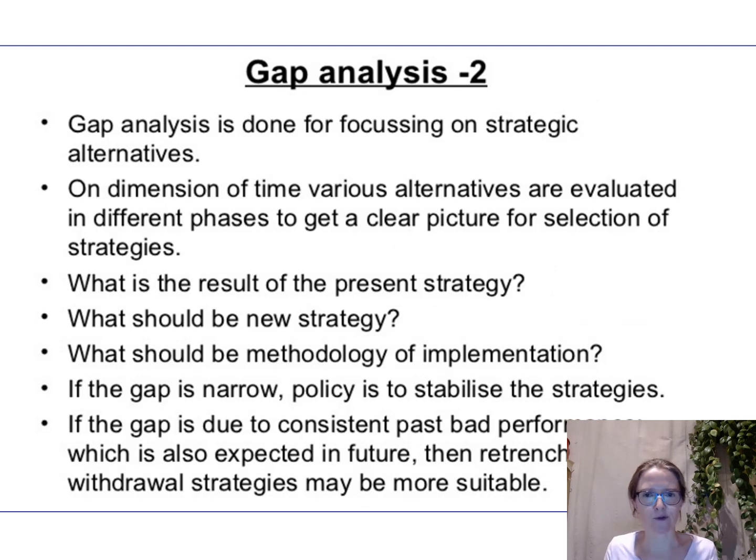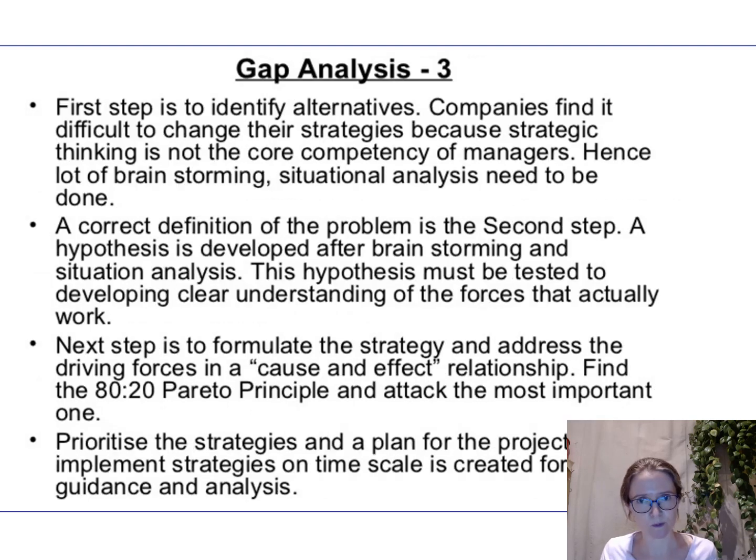So this is done for focusing on strategic alternatives. So on the dimension of time, various alternatives are evaluated in different phases to get a clearer picture for selection of strategies. So what is the result of the present strategy? Should we choose a new strategy? What should be the methodology of implementation? If the gap is narrow, policy is to stabilise the strategies. If the gap is due to consistent past bad performance, which is also expected in the future, then retrenchment or withdrawal strategies may be more suitable.